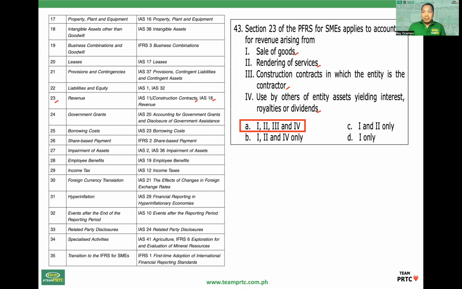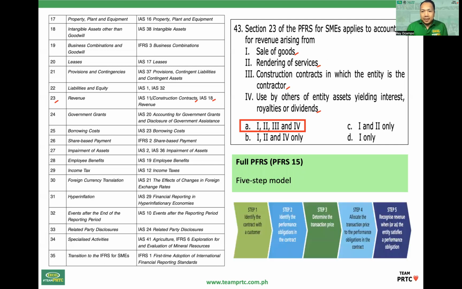So again, ang difference ngayon, since ang full PFRS gumagamit na ng 5-step model, clearly iba yung section 23 dun sa full PFRS. So ito nga yung 5-step model in PFRS 15. In PFRS 15, there is only one model applicable to sale of goods, rendering of services, construction contracts. Yun nga lang, yung interest at yung dividends, nilipat na yan dun sa PFRS 9. So hindi na siya covered ng PFRS 15. Nandun na sa PFRS 9.